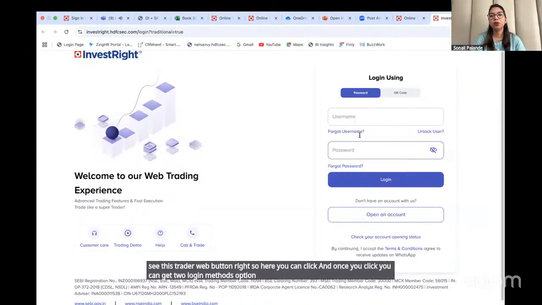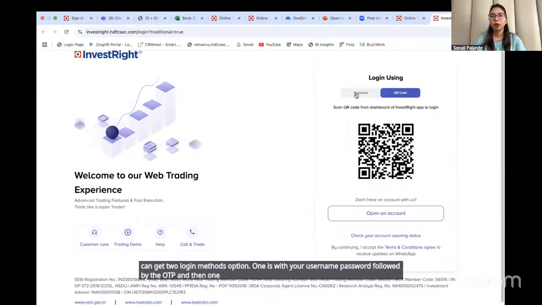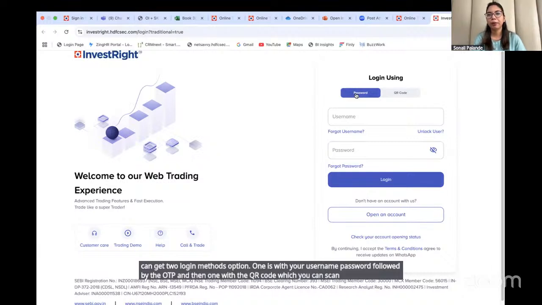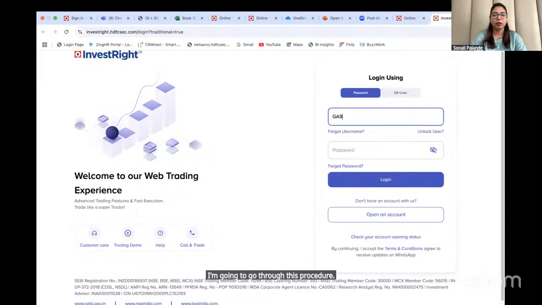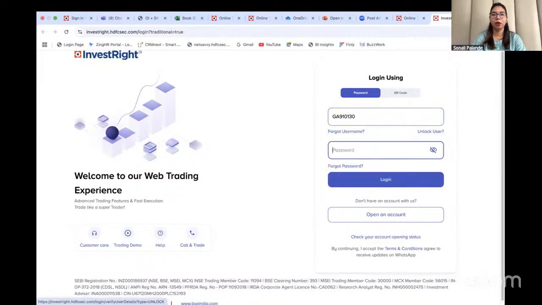One is with your username and password followed by the OTP, and the other is with the QR code which you can scan from your InvestRight app. I'm going to go through this procedure. Let me log in, please.